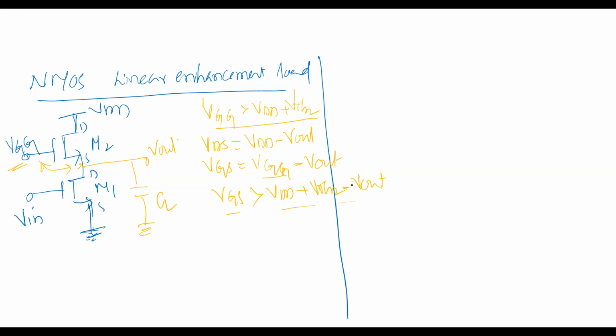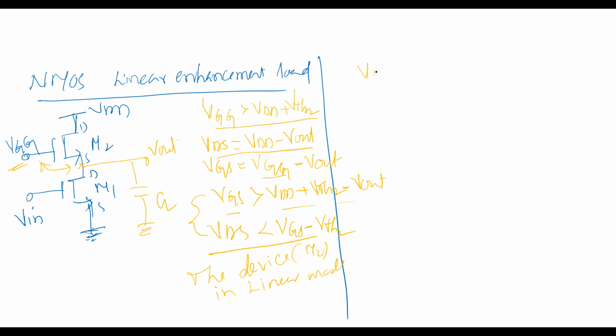And VDS is already VDD minus V out, which is less than VGS minus VTH2. So these two conditions make the device always in the linear region. Which device? The M2 device is in linear mode. Once it is in the linear region, then you can start working with the M1 transistor.